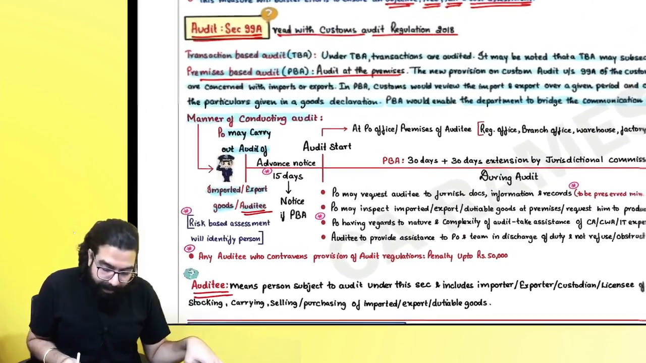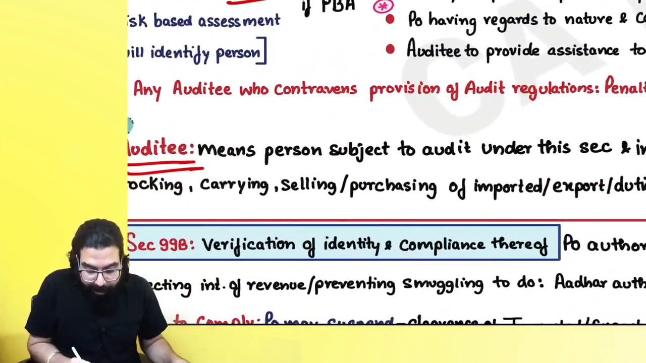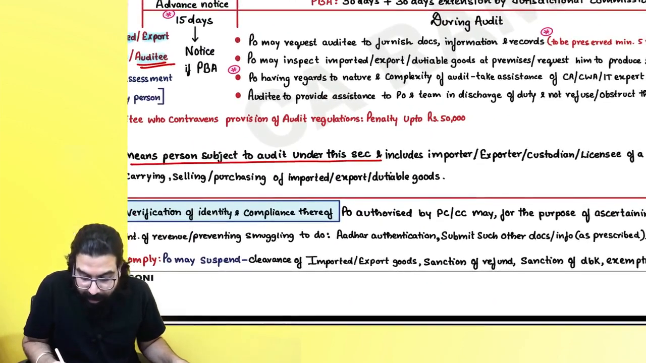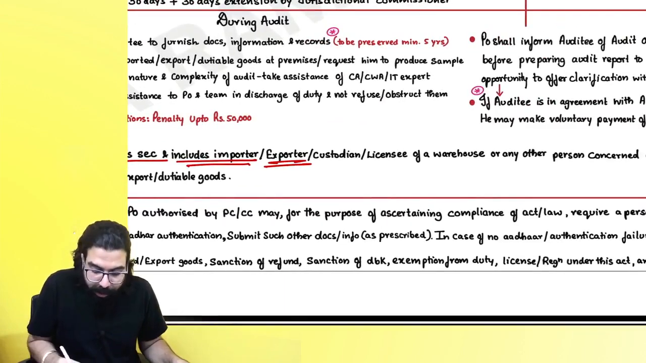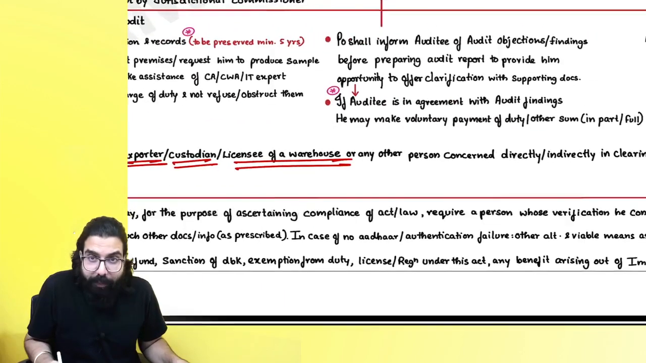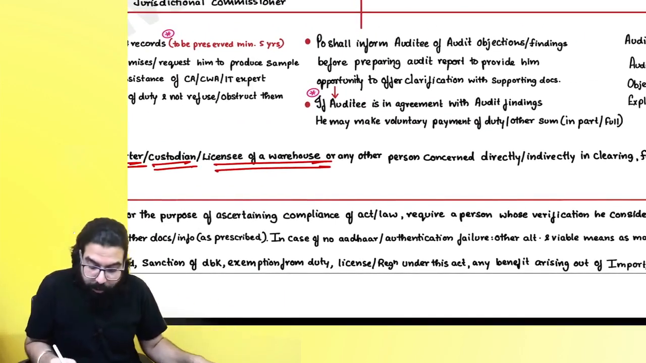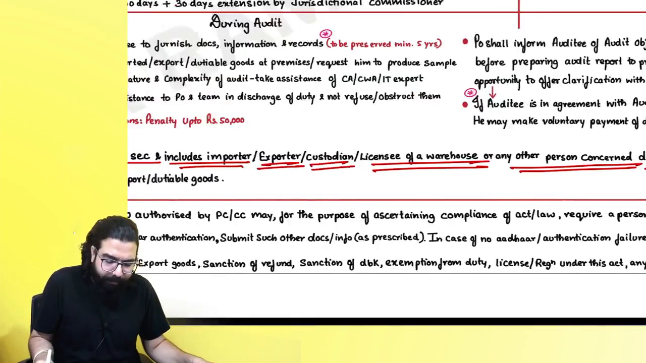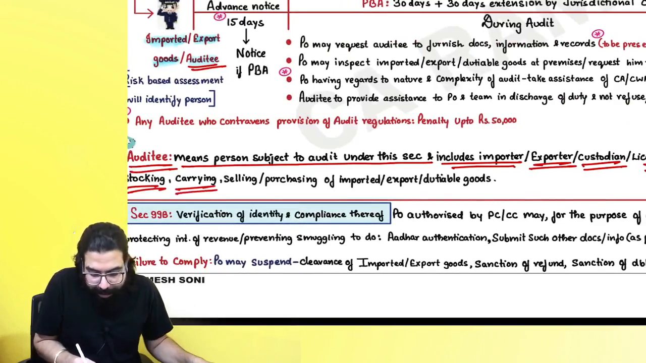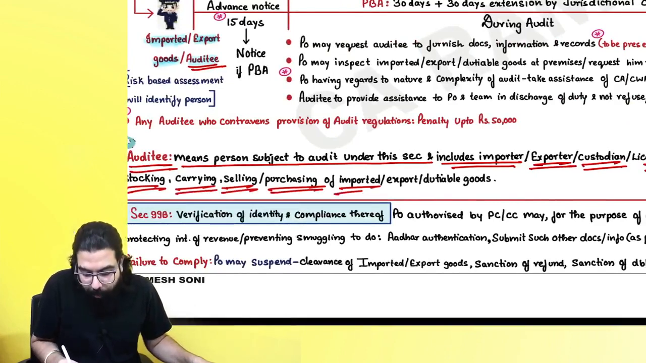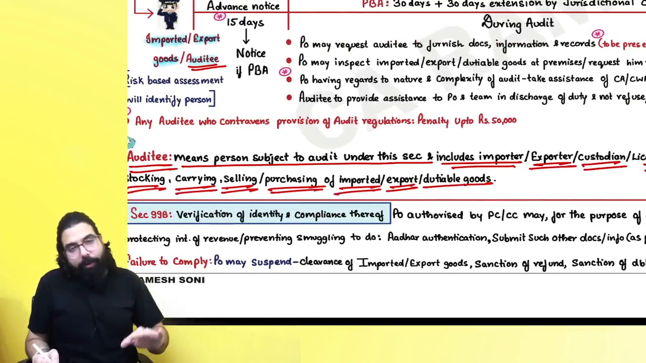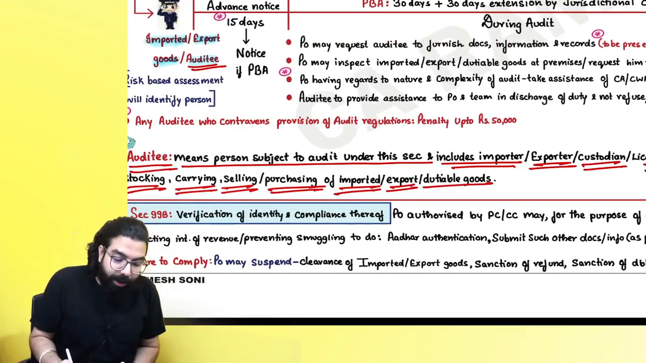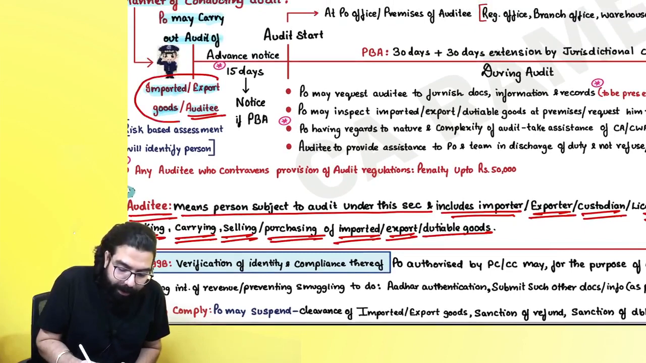in section number 99A they have told auditee means the person who is subject to audit under this section, and includes importer, exporter, custodian, any licensee of a warehouse to whom license has been given for the warehouse, or any other person concerned directly or indirectly in clearing, forwarding, stocking, carrying, selling, purchasing of import goods, export goods or dutiable goods. These people are known as auditee, and the audit of auditees can be done.